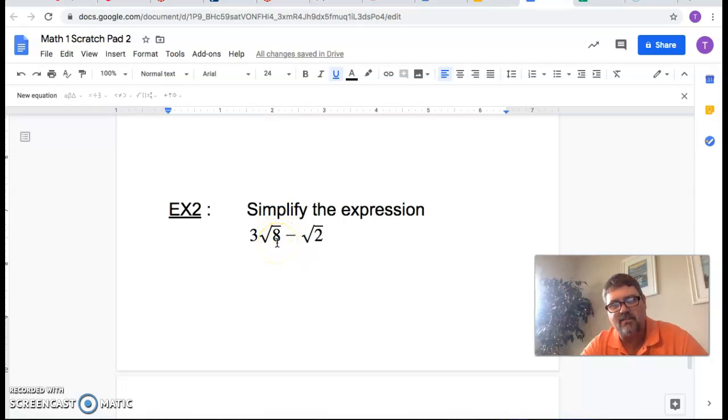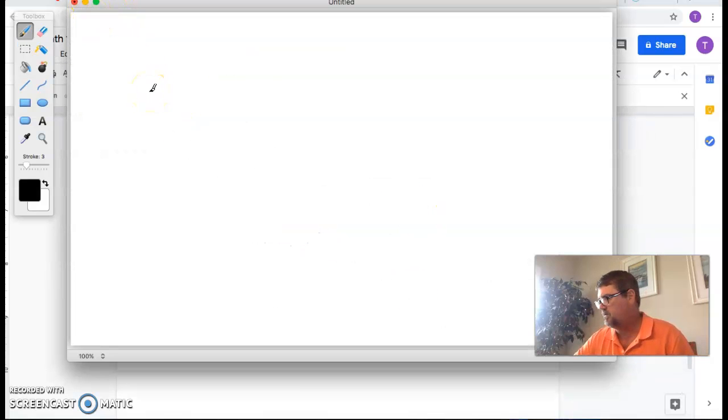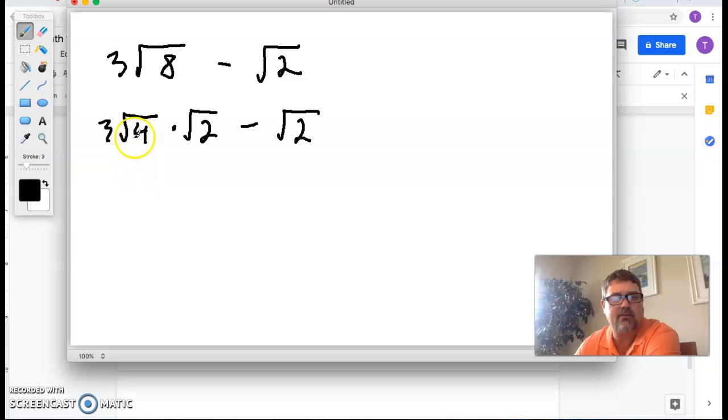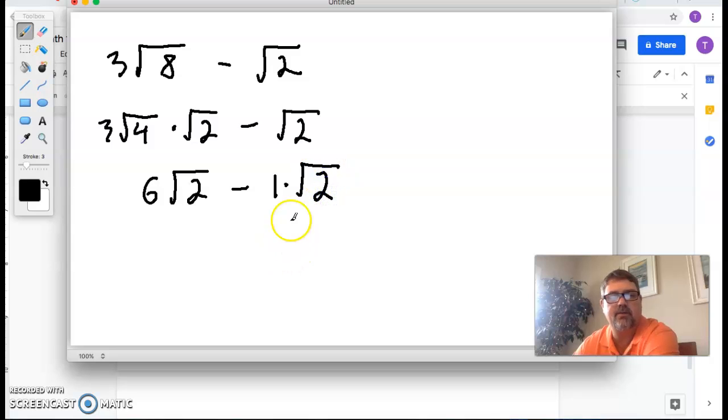So this root 8 needs to be simplified, and I probably want to work with that on the paintbrush here. Let's write that down. So we have 3 square root of 8, and I'm supposed to subtract the square root of 2. Now, if we're going to simplify this square root of 8, we realize that this is 3 times the square root of 4 times the square root of 2, because the square root of 8 is 4 times 2. And we're still minus root 2. Now 3 times the square root of 4, the square root of 4 is 2, so 3 times 2 is 6. We have 6 root 2 minus 1 root 2. I'll call that 1 root 2 just to illustrate my point here.